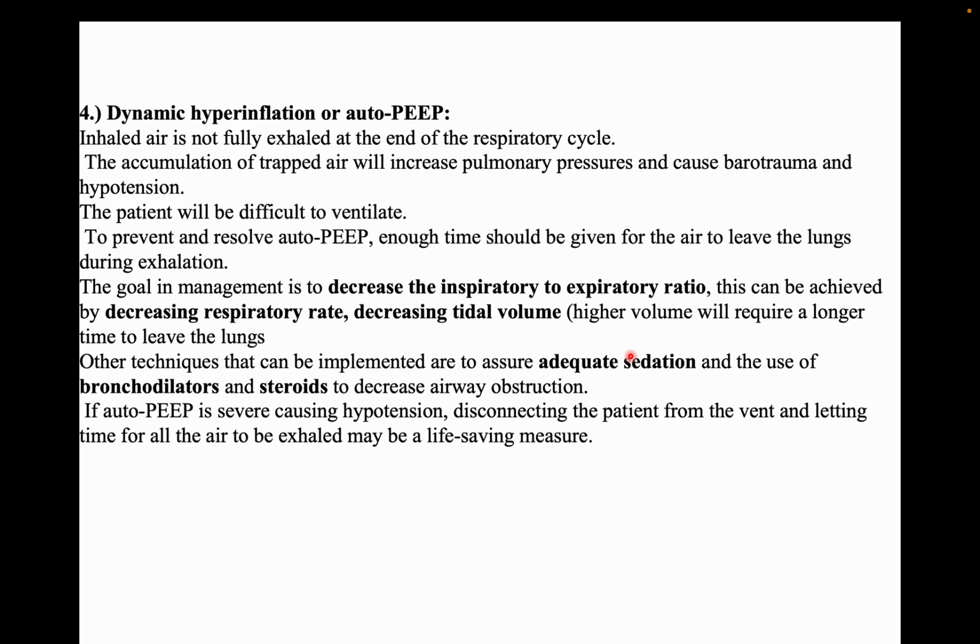So tachypnea and excessive spontaneous breaths can also generate auto PEEP. Because of that, we won't be able to deliver the tidal volume and FiO2 we want to deliver, so the patient will have hypoxia, hypoventilation and hypotension. That's why you need to sedate those patients. If the patient is causing severe hypotension, disconnect the ventilator.